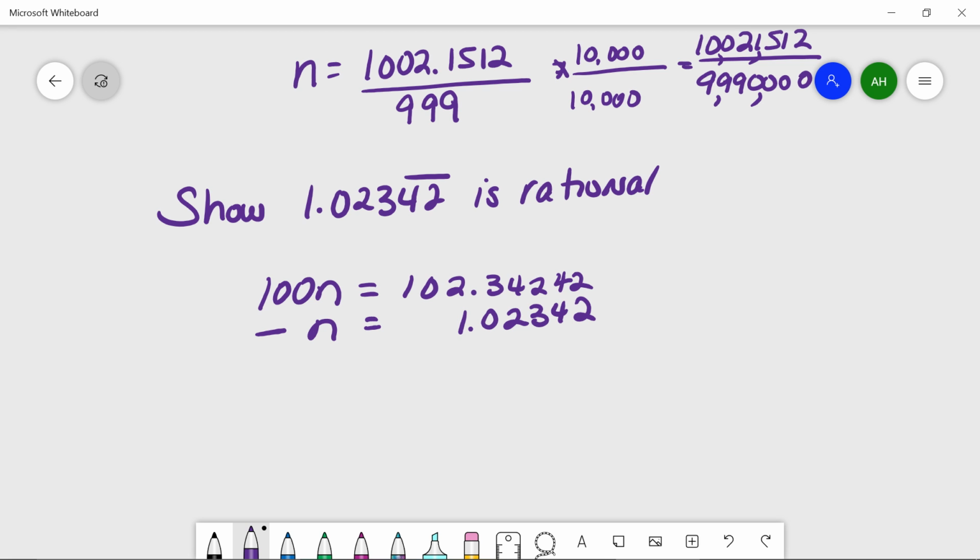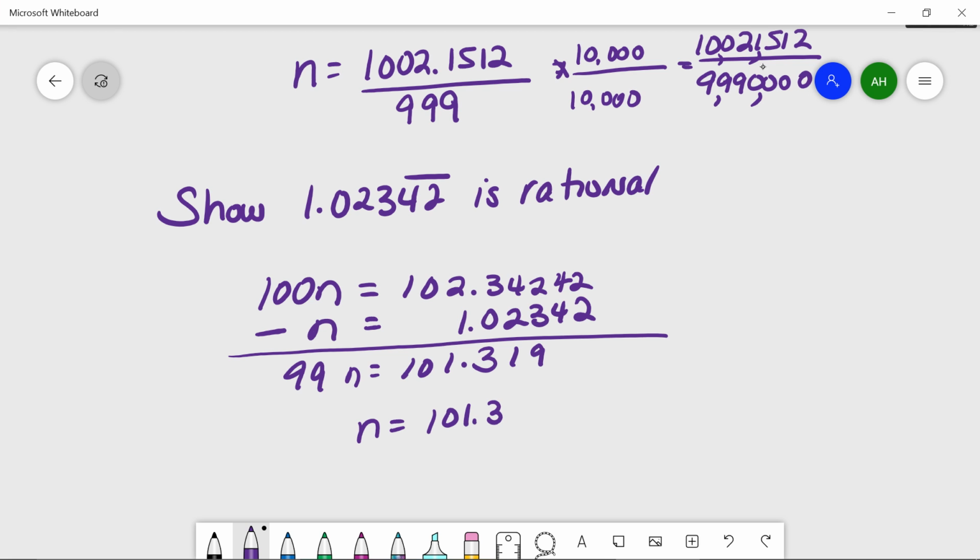We subtract these. So here I get 99n, and when I subtract these, I'm going to get 101.319. The repeating parts come out to nothing. So n equals 101.319 over 99. Move my decimal point 3 places, and that's how that goes.